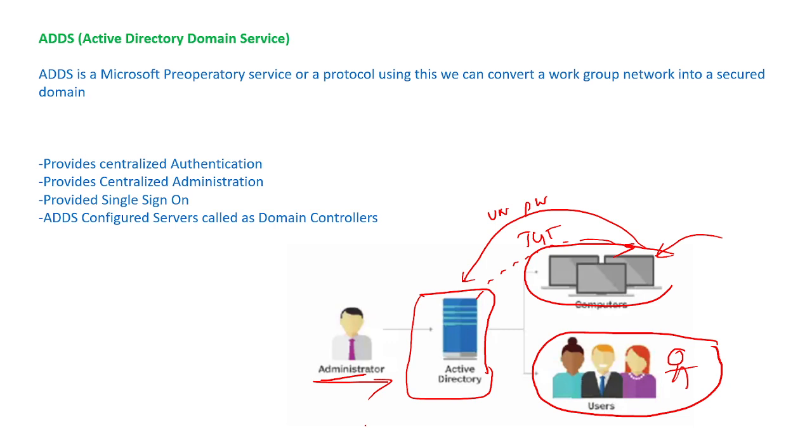Okay, and this Active Directory installed server, we will call it a domain controller. I have installed Active Directory here, so I should not call it simply a server, I can call it DC. DC means domain controller. Any computer which has Active Directory installed, we will call it a domain controller. Any question here?